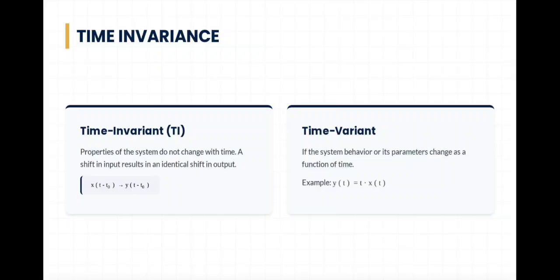A time invariant, or consistent, system is one whose behavior is exactly the same today as it will be tomorrow. So, the rule is if you delay the input by an hour, the output is delayed by exactly an hour, but the shape of the response doesn't change. In the equation, it is x of t minus t naught leads to y of t minus t naught.